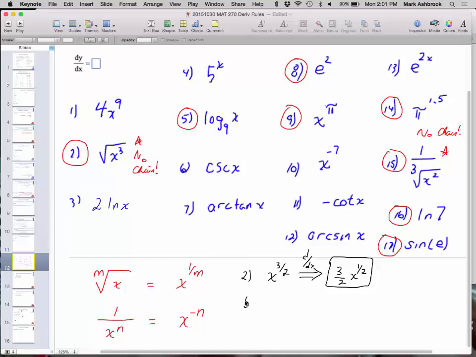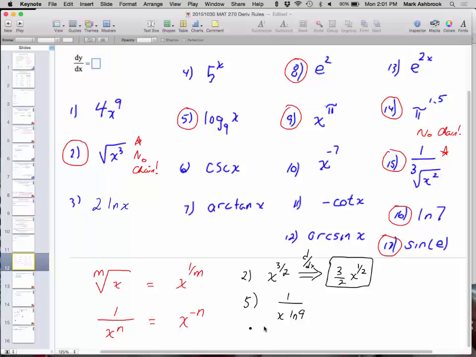5. So this is just this thing we haven't seen very often, but it's going to be 1 over x, ln of 9. Sorry. 1 over x, ln of 9. That's applying that rule for a log, in this case, base 9.